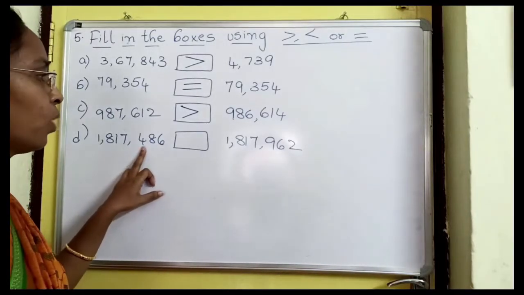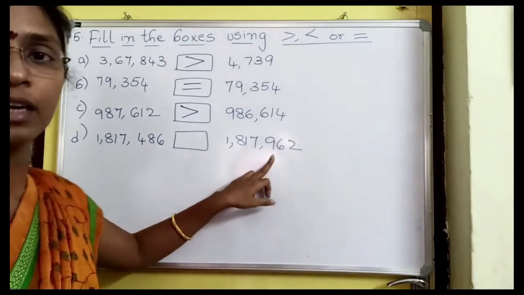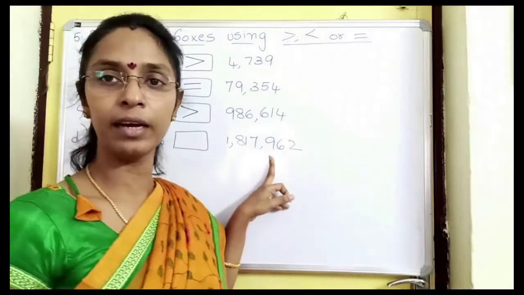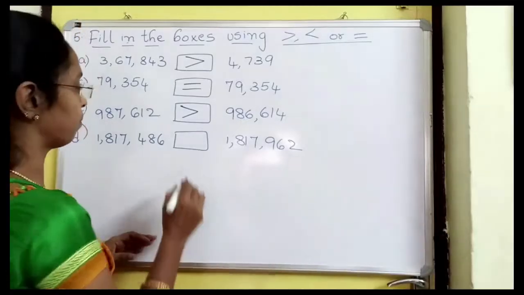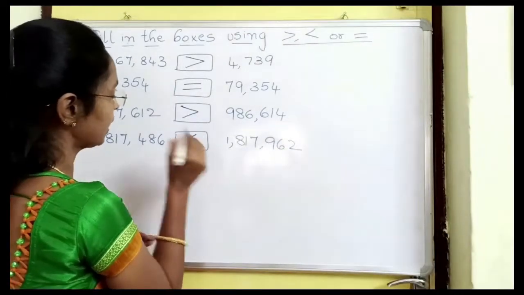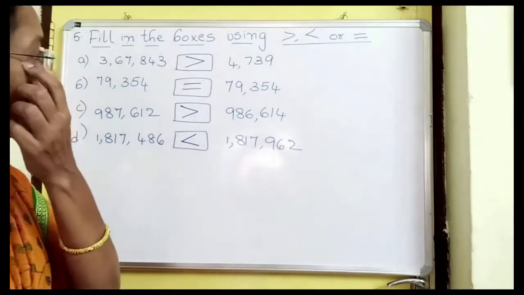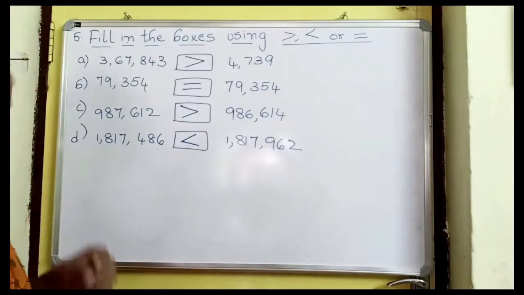Next check the hundreds place. In the hundreds place you have 4 here and you have 9 here. Which is more, children, 4 or 9? 9 is more. So the number having 9 will be the greater number. So you will place a less than symbol here.